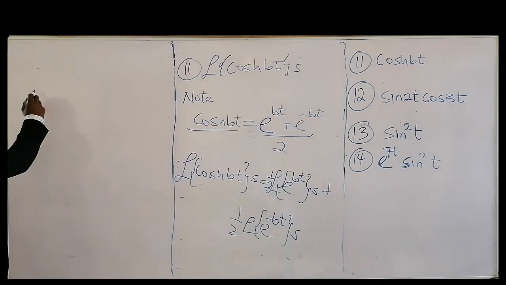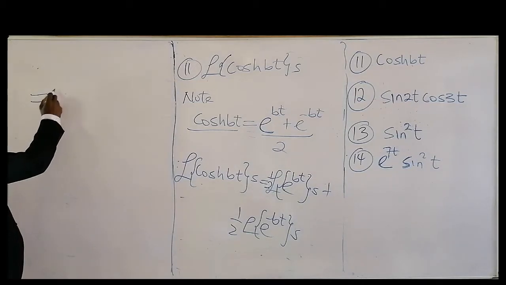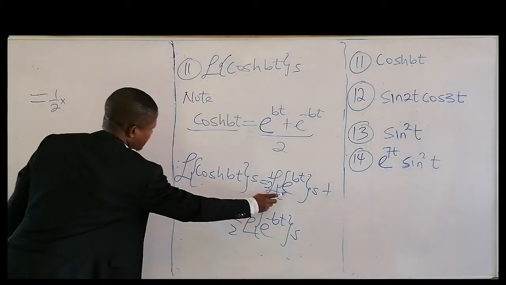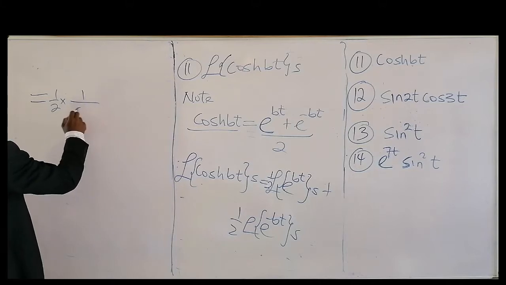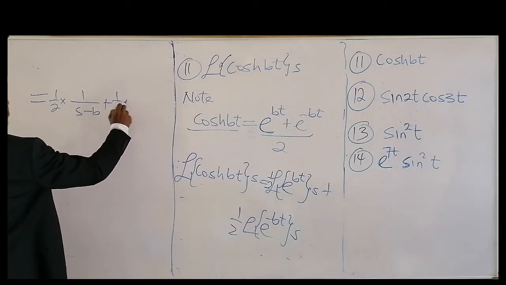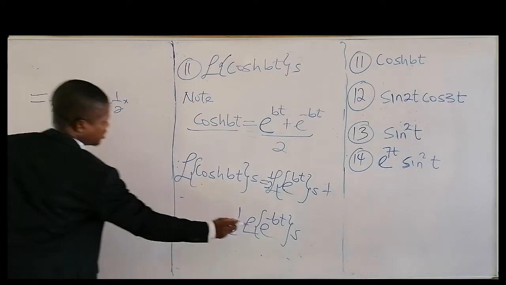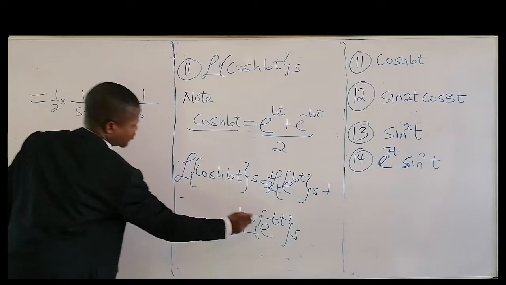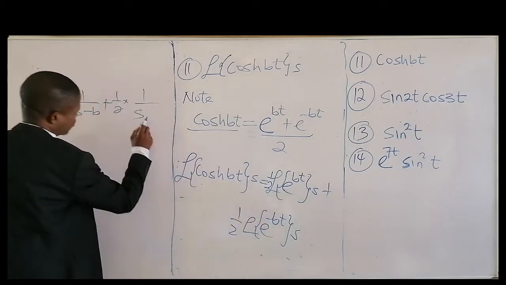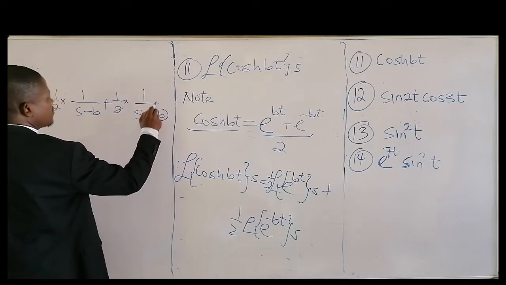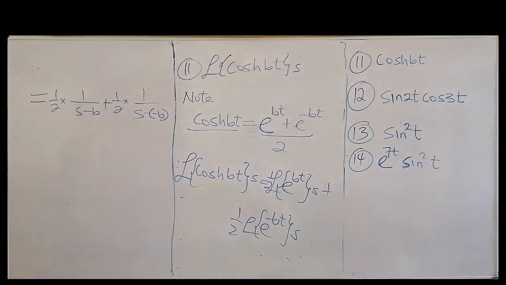Then the first one will give us half times Laplace of this, which will be what? 1 over x minus b. Then plus half times this one, which will be what? 1 over x. The attachment to t here is minus b, so don't forget the minus on the formula, then minus b. Okay? So let's do the algebra.